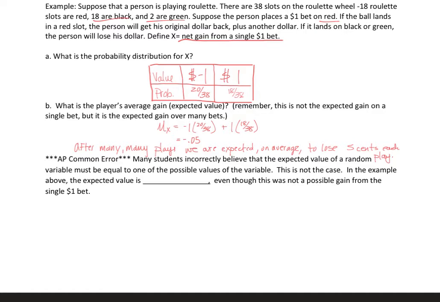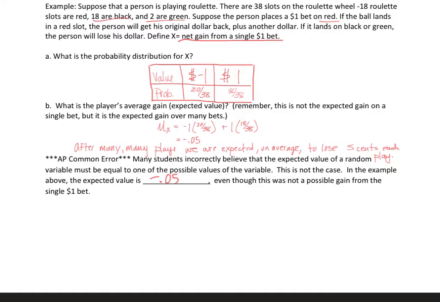So common error real quick. Guys, 5 cents is not something that we can actually lose on a game to game. And so a lot of students believe that their expected value is wrong because it has to be one of the values in their table. Like, oh, my expected value has to be lose $1 or gain $1. But remember, this is not the case, right? It's expected in that last example that we just did to lose 5 cents, even though this wasn't a possible gain or loss on a single bet. So just keep that in mind.